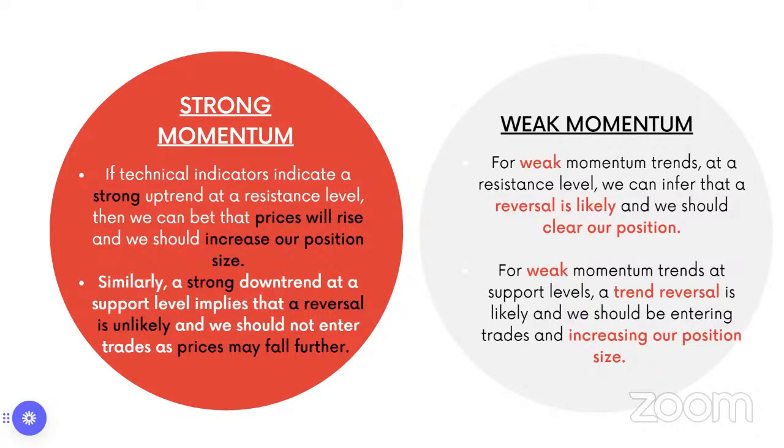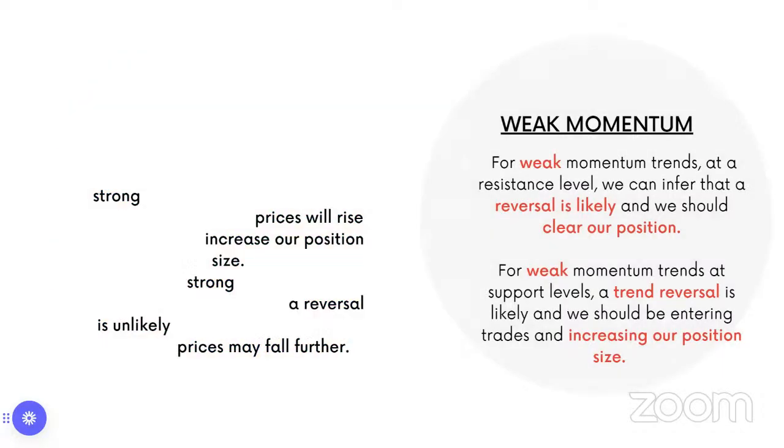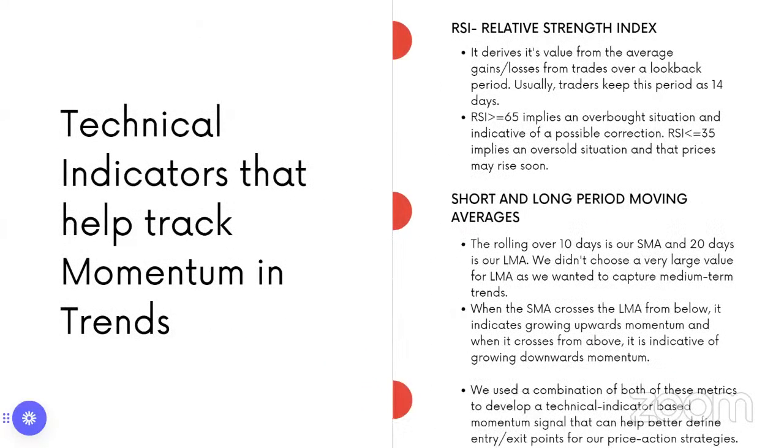Analogously, for support levels, if there's a strong downtrend, the market is probably going to go a little lower, and we could wait for a while before entering any trades. And a weak trend implies that there could be a reversal, so we should enter the market at that point. So we use RSI and moving averages to determine the trend of the market.